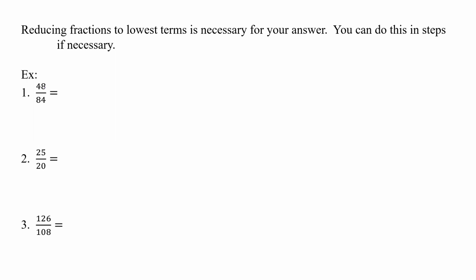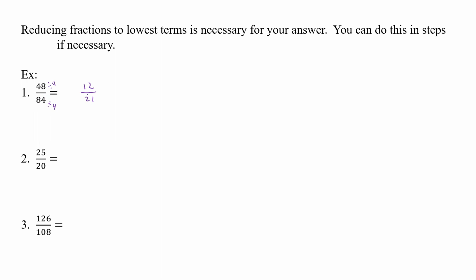So what would I do here? Looking at 48 and 84, what do they have in common? Well, if I think about it, they both can be divided by 4. So if I divide that by 4 and I divide that by 4, what do I have there? Well, 4 goes in here 1, 2, so that's going to be 12. 4 goes in here 2, 1, so that's going to be 21.